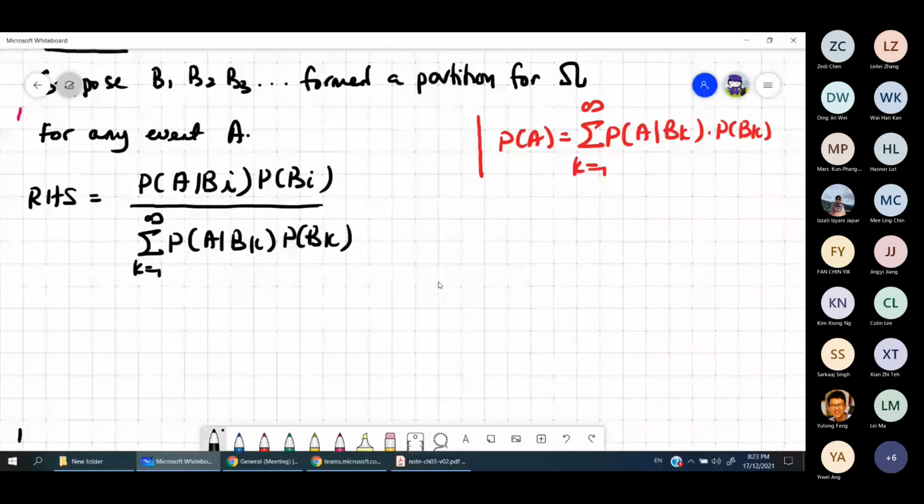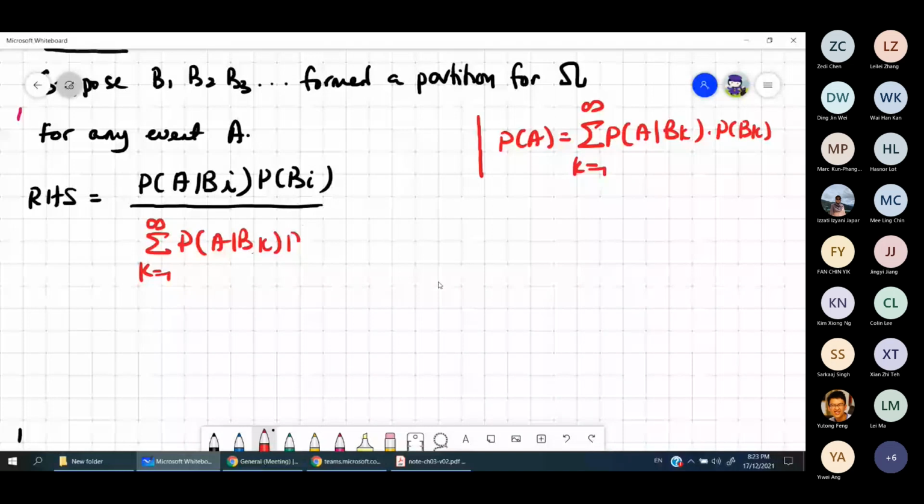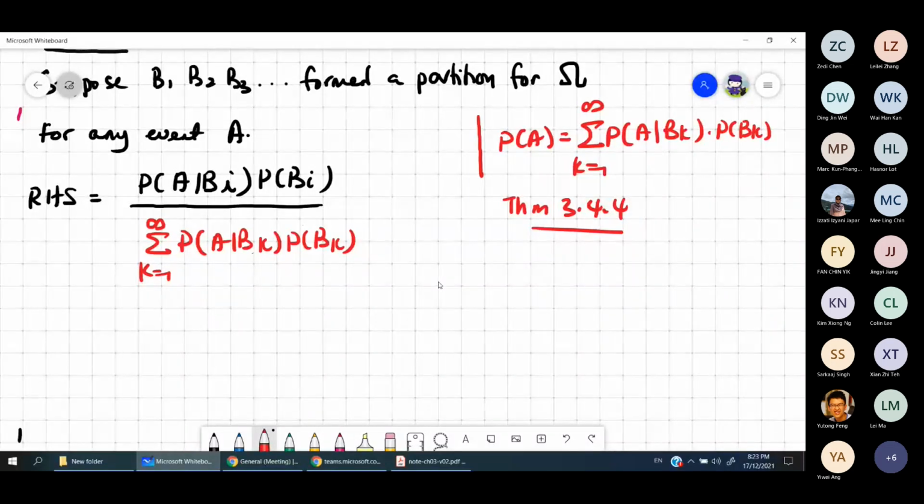Maybe I change the color, just to highlight this part for you. So you look at this formula. This is our previous theorem, Theorem 3.4.4. P(A) can be expressed in this way. So that means this is actually our P(A), right? So then we can put it as this. Then this part.